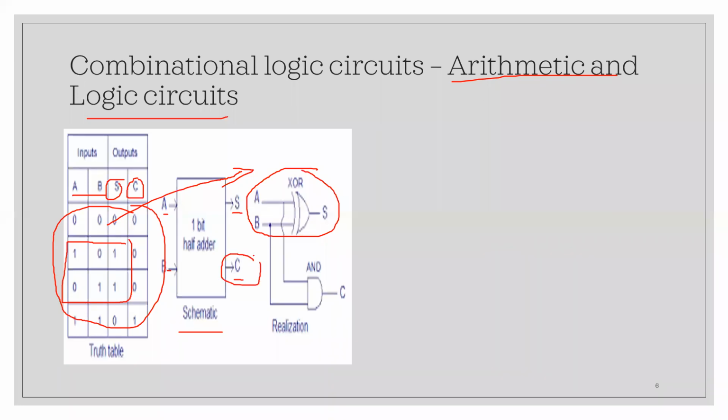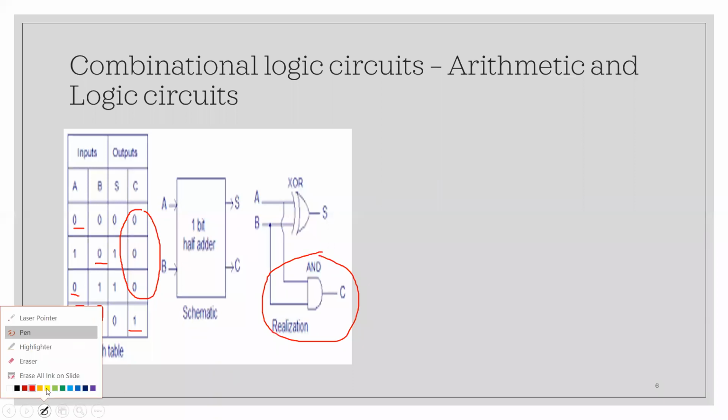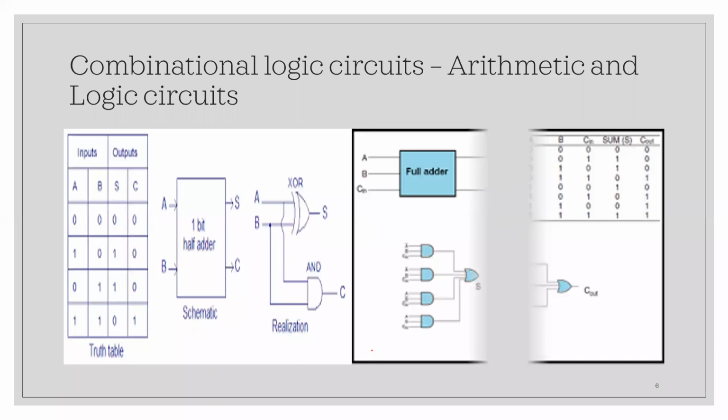And when we realize it for carry, if you just observe, carry is 0 whenever any one of the inputs is 0, and it is 1 only when both the inputs are 1. Which is nothing but the AND logic. Even if you put it in the K-map and try to realize, it turns out to be A and B. So that is what is represented here. So this is with respect to the half adder.